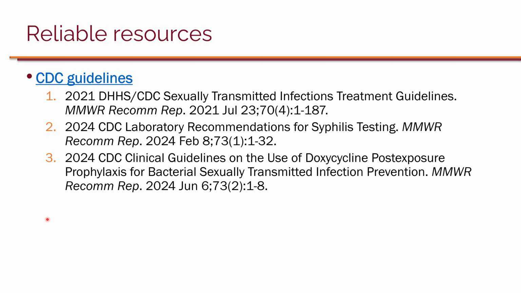Here are some reliable resources. We are primarily going to use the CDC guidelines, which can be accessed from their website. In 2021, the CDC and Department of Health and Human Services jointly released the guidelines for sexually transmitted infections. This guideline essentially includes every sexually transmitted infection out there, including chlamydia, gonorrhea, syphilis, and herpes, which we will discuss in this lecture. There are also CDC guidelines that were released in 2024 specifically for syphilis testing.